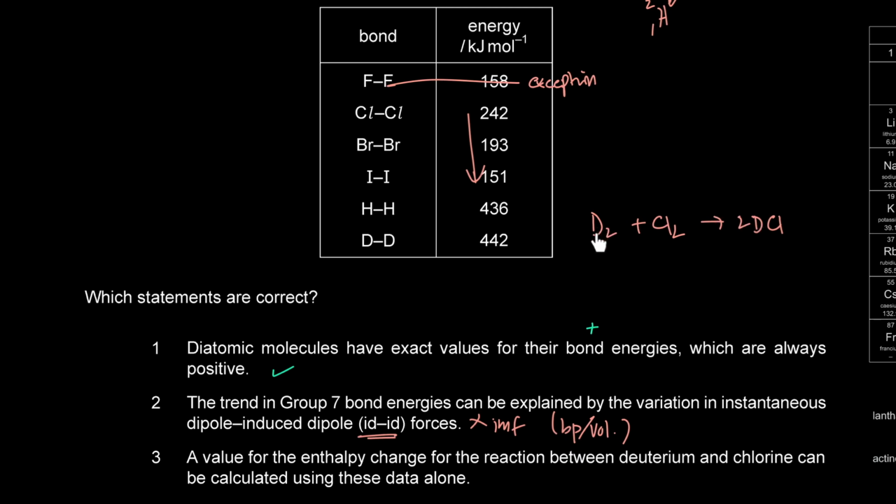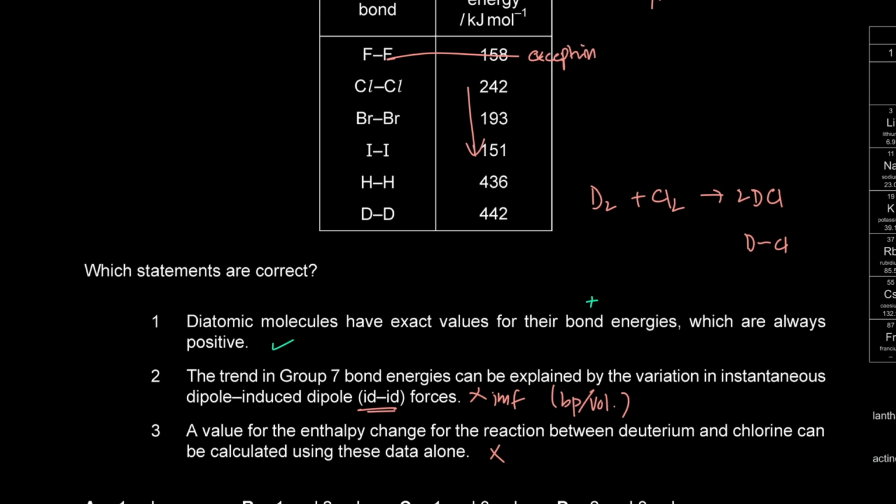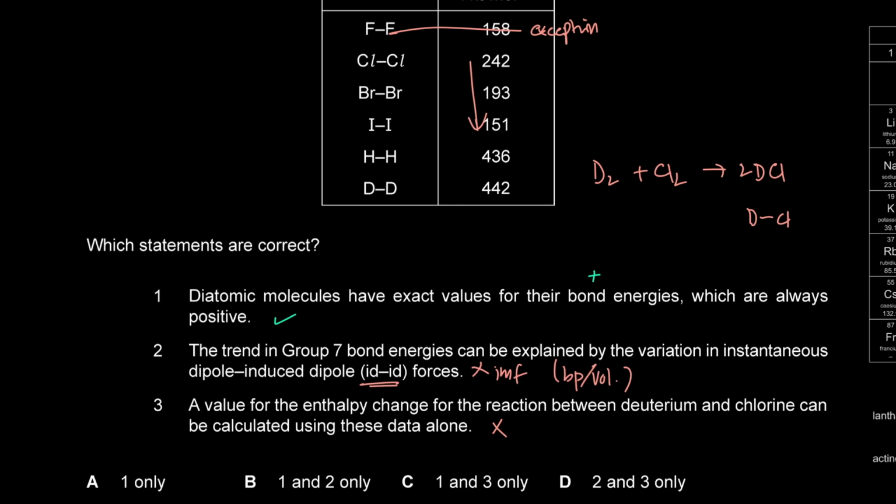Now we have the bond energies for deuterium and chlorine, but we would also need the bond energy for the DCl bond, which is not available to us. We do not have this bond energy, and therefore we cannot calculate the enthalpy change if we don't have the bond energy for the product. So statement 3 is also incorrect. So the answer here is A.